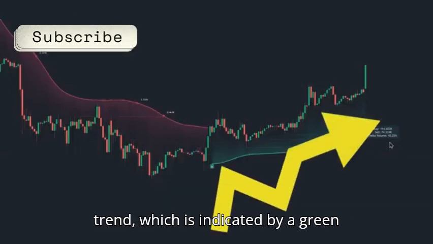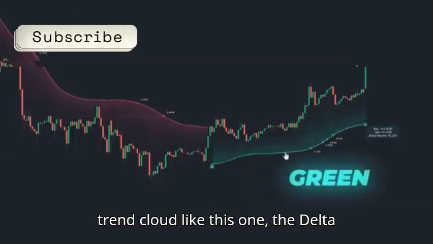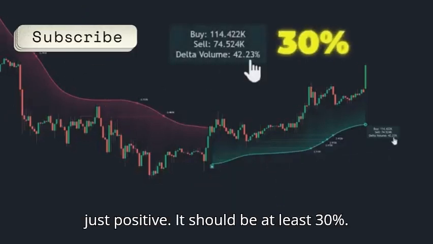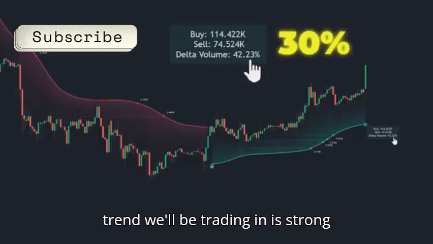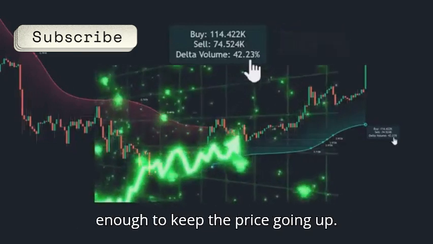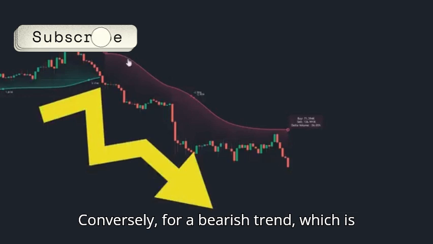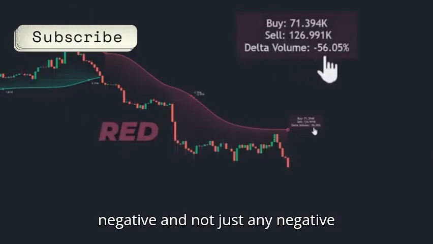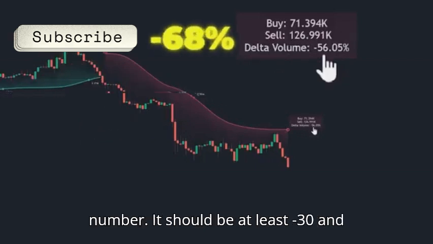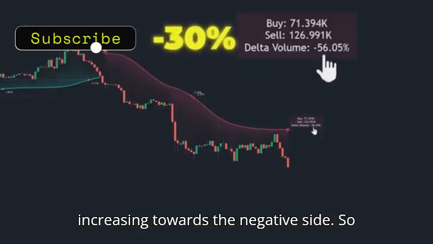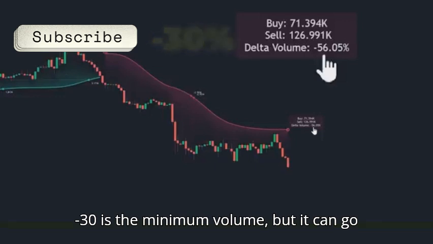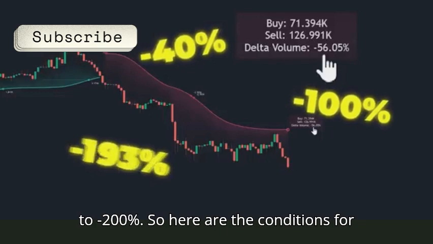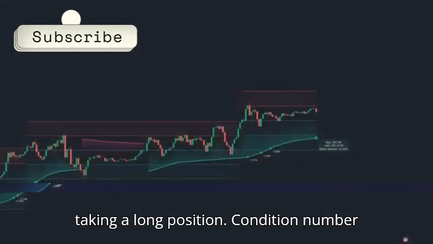But how it works is as simple as this. For a bullish trend, which is indicated by a green trend cloud like this one, the delta volume is supposed to be positive, and not just positive, it should be at least 30%. That would indicate that whatever bullish trend we're trading in is strong enough to keep the price going up. Conversely, for a bearish trend, which is indicated by a red trend cloud like this one, we need the delta value to be negative, and not just any negative number. It should be at least minus 30% and increasing towards the negative side. So minus 30% is the minimum volume, but it can go to minus 40%, minus 100%, all the way to minus 200%.